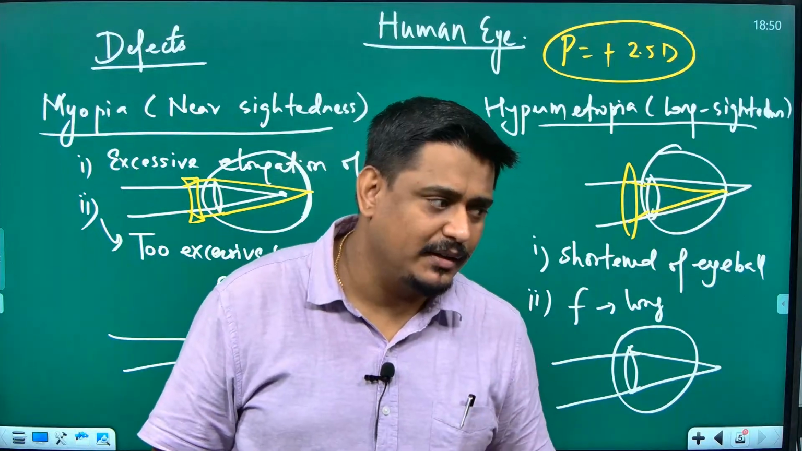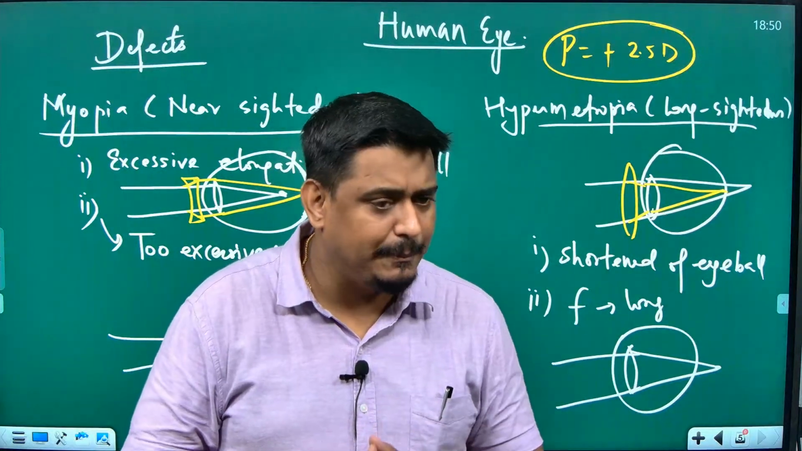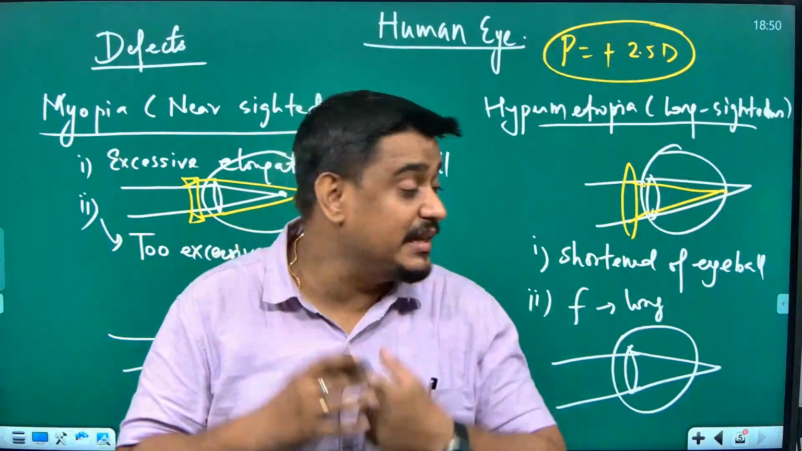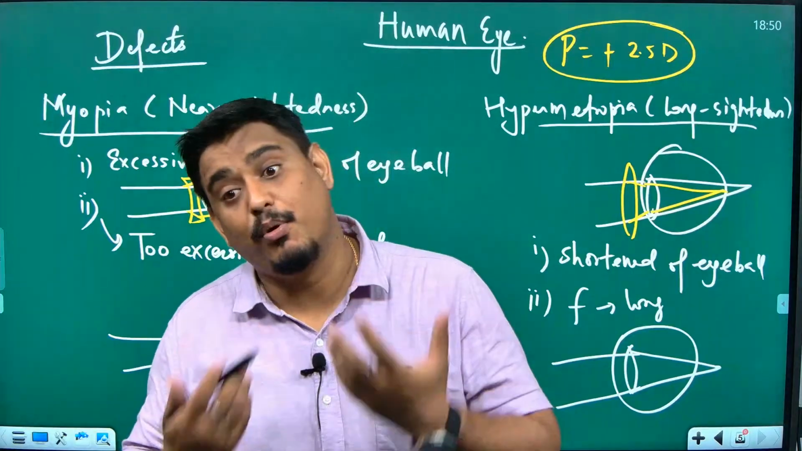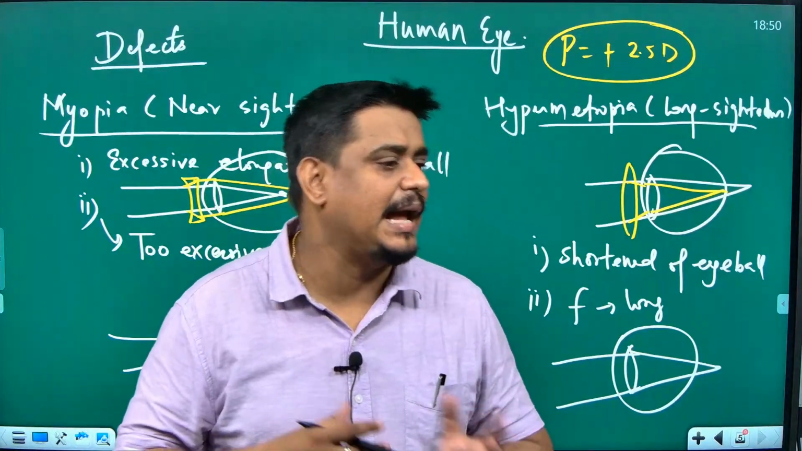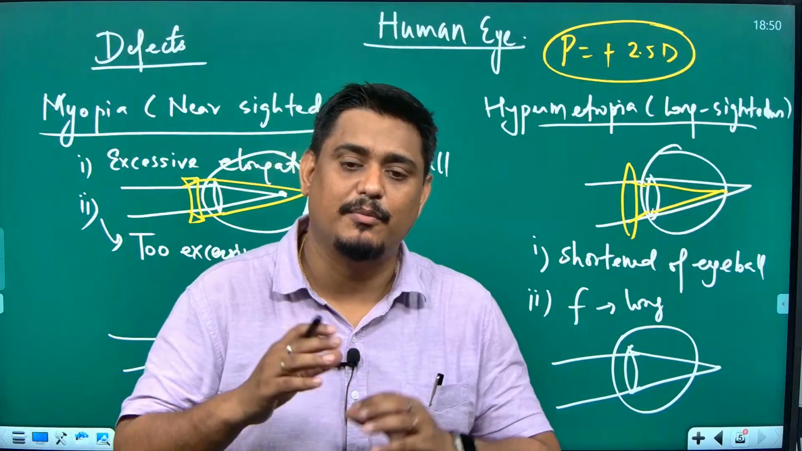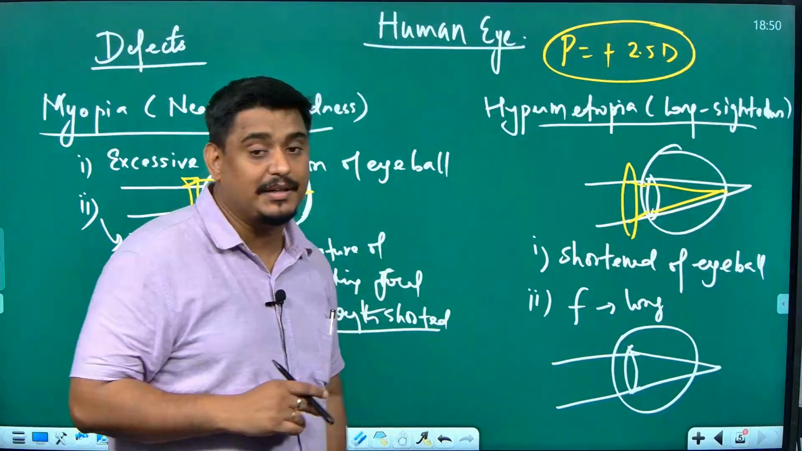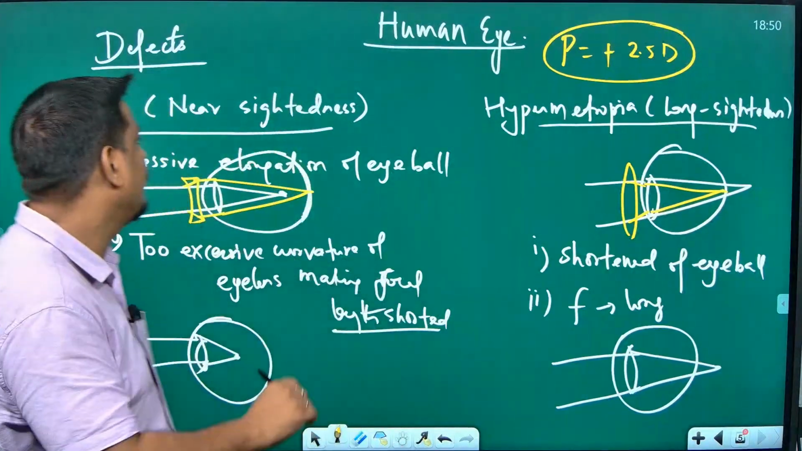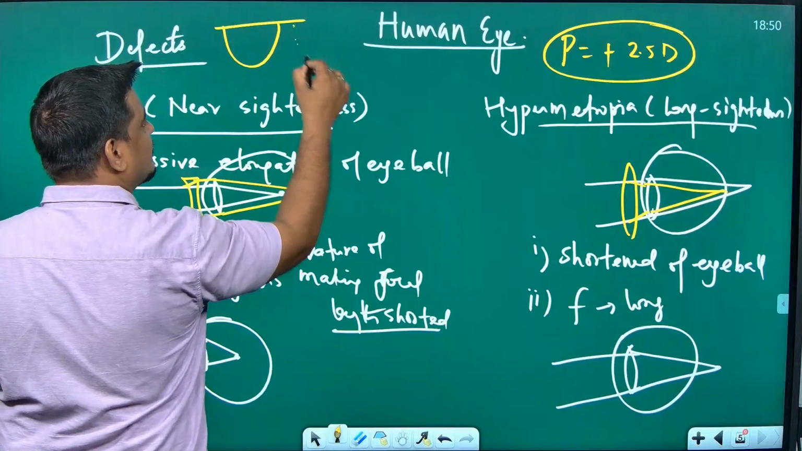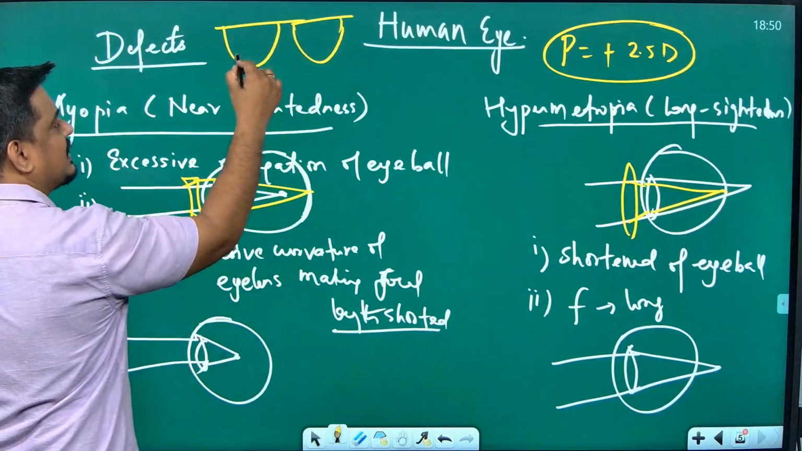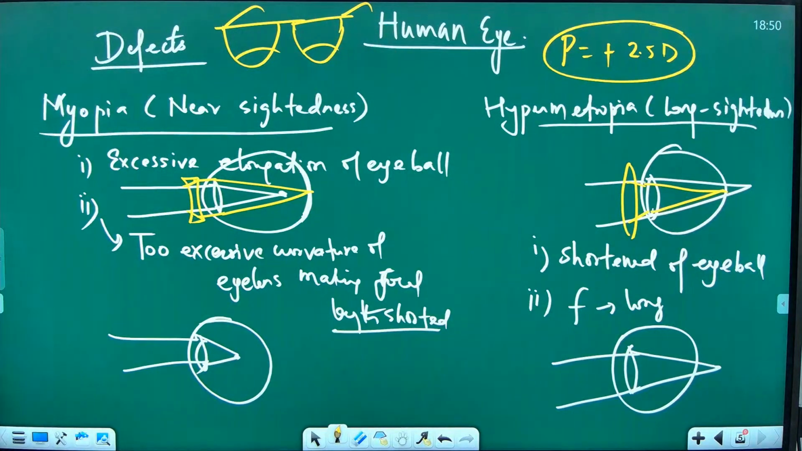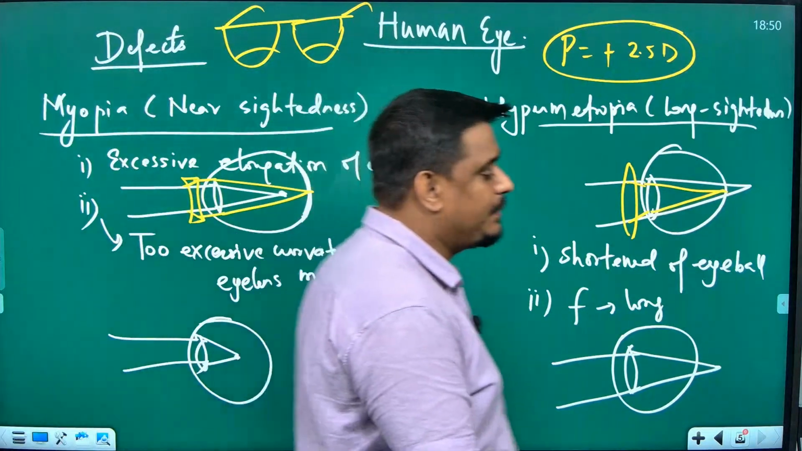What is presbyopia? A combination of both. There are some people who, because of age and the weakening of ciliary muscles, get both myopia and hypermetropia. In that case, we will have difficulty in seeing far and also difficulty in seeing near. For them, what lens is recommended? Bifocal lens. Bifocal means you will have the upper part as one lens and the lower part as some other lens. This is called a bifocal lens. Bifocal lens is recommended for people having presbyopia.